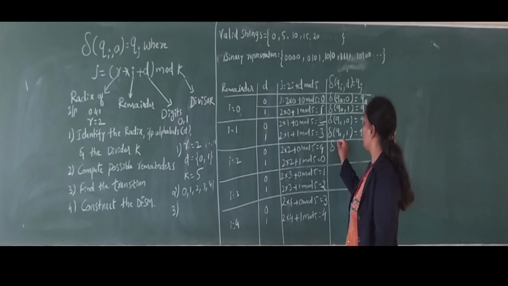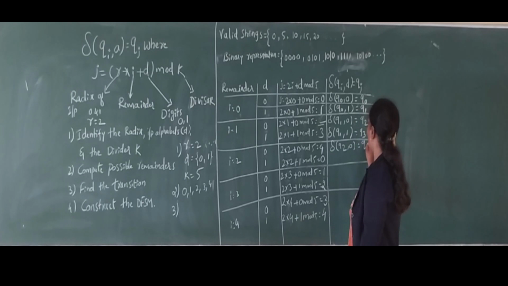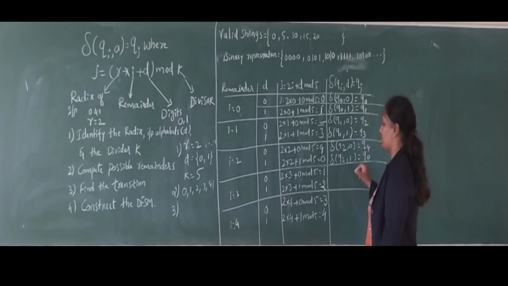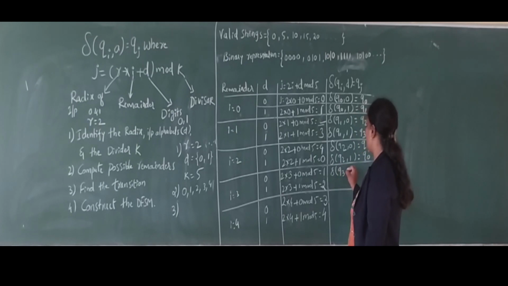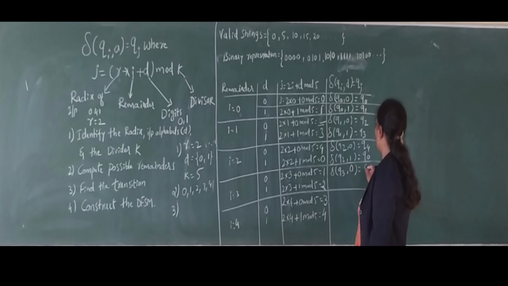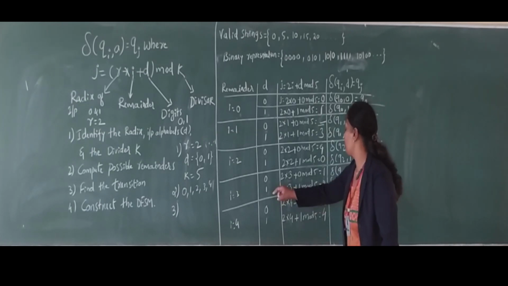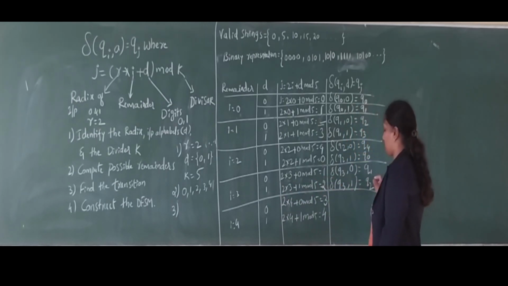Next, transition from Q2 state of 0, where I go to Q4 state. Transition from Q2 of 1, where I go to Q0 state. Next, transition from Q3 state for 0, I move to Q1 state. Q3 state for digit 1, where I go to Q2 state.